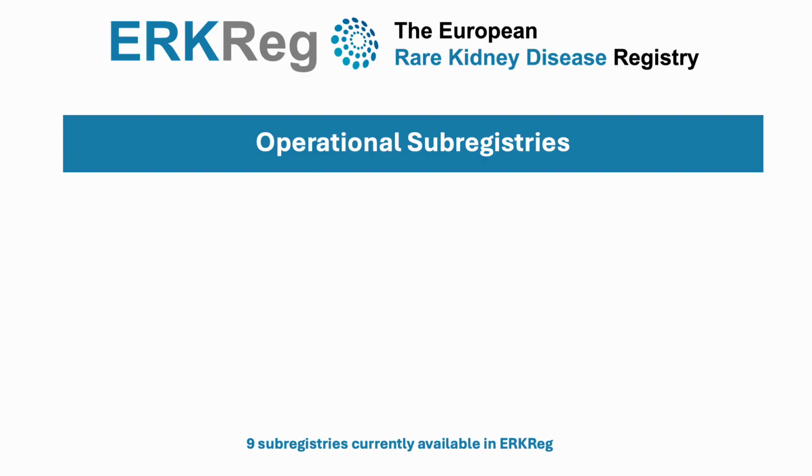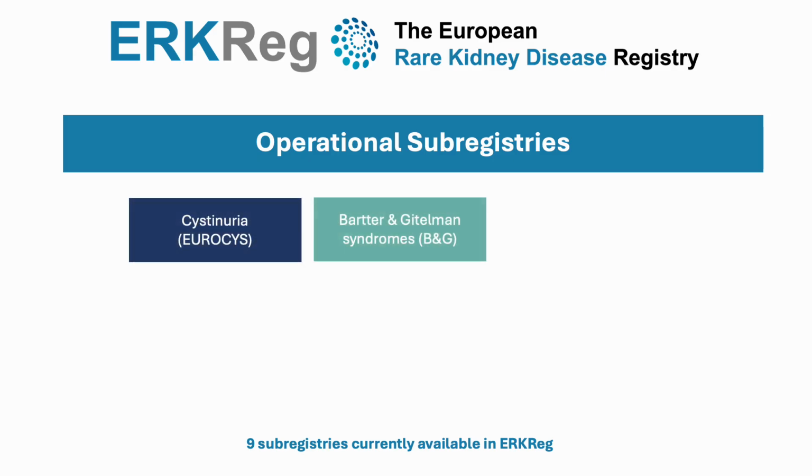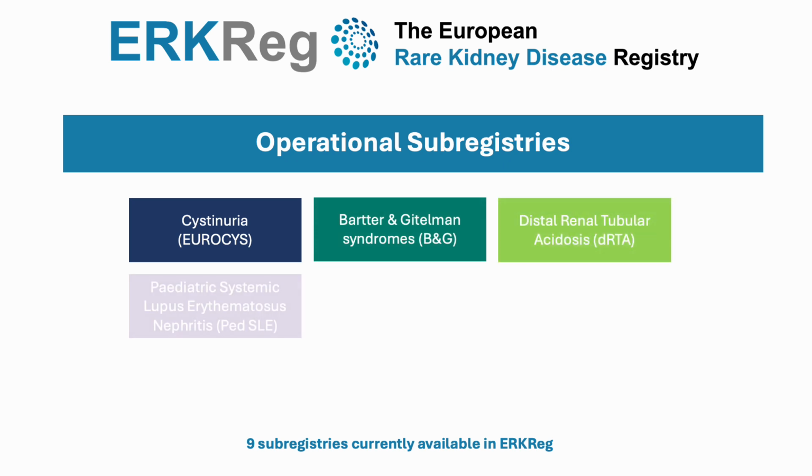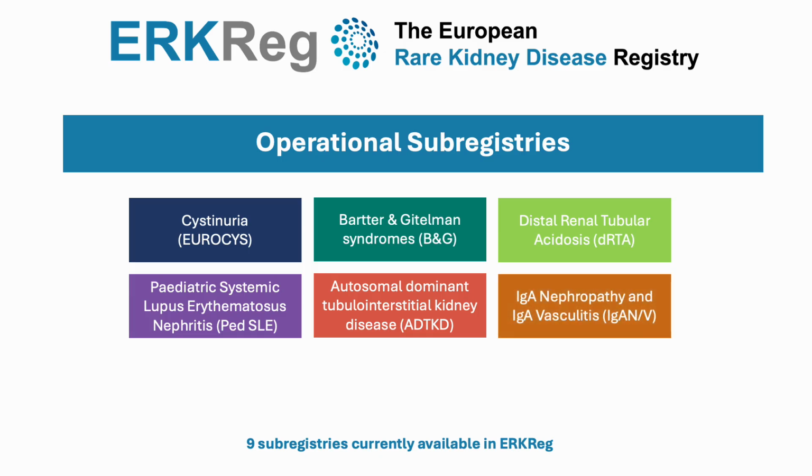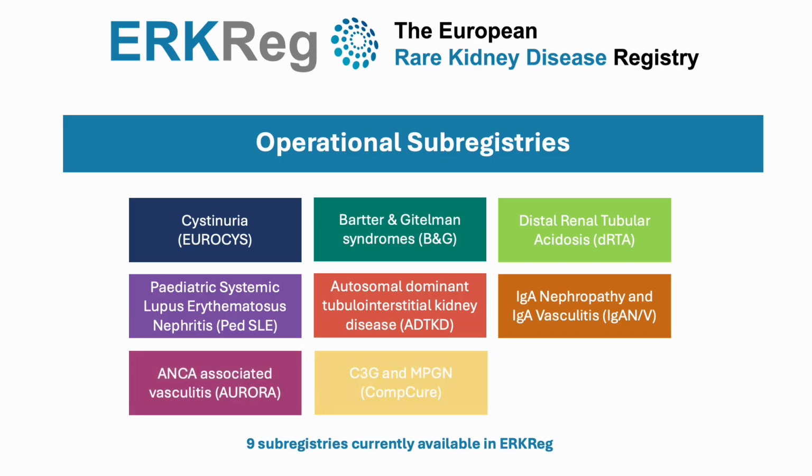ERKReg currently includes 9 operational subregistries. 8 of these are dedicated to specific rare kidney diseases or disease groups: cystinuria through Urosys, Bartter and Gitelman syndromes, distal renal tubular acidosis, pediatric systemic lupus erythematosus nephritis, autosomal dominant tubulointerstitial kidney disease, IgA nephropathy and IgA vasculitis, ANCA-associated vasculitis through Aurora, and C3G and MPGN through ComCure.